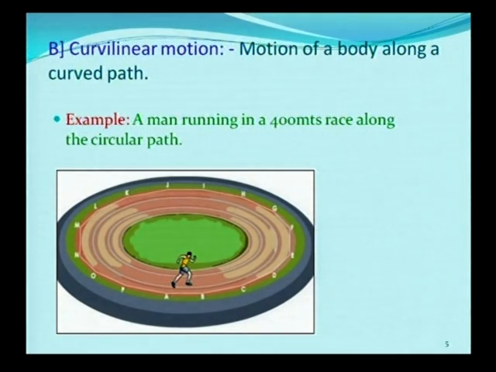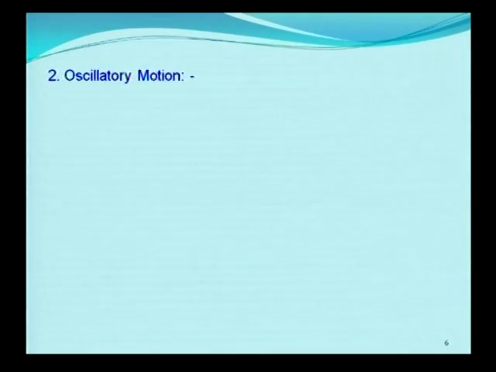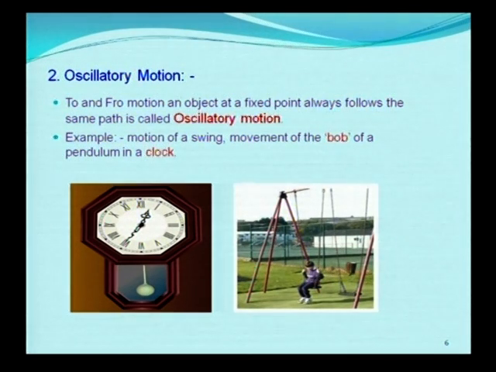Next, we are going to learn about one more motion: the oscillatory motion. The oscillatory motion means the to and fro motion of an object. It means it always moves about a fixed point, and this is known as oscillatory motion.